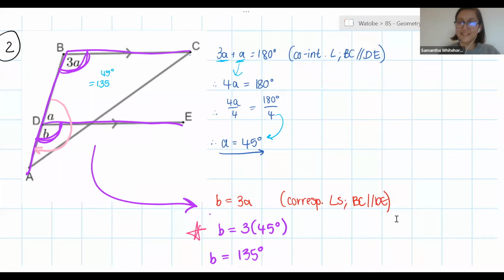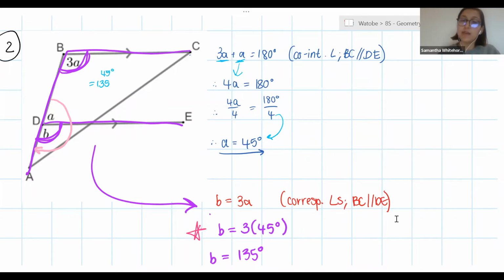Ma'am, I got adjacent angles. For which ones? It's angles that add up on a straight line and they add up to 180 degrees. Okay, so was that for angle B? Yes.